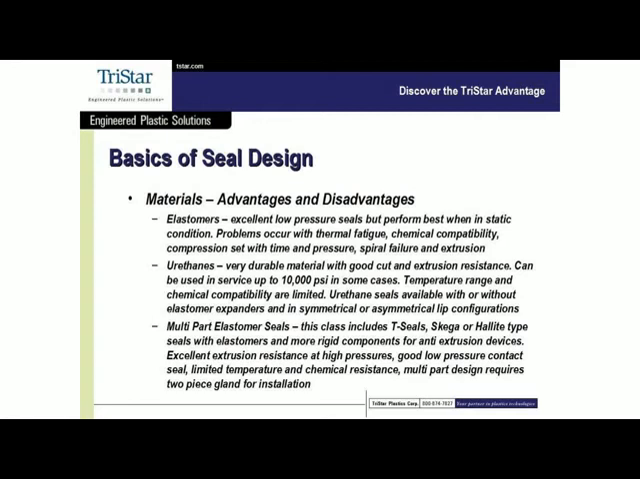Multi-part seals, these are like T-seals or the Skager or Hallite type, Prodifa type seals, where you've got an elastomer, you've got a couple of polymer influences there. You might have 3, 4, even 5 different components in one seal set. The downside of that is simply that you've got a lot of parts to handle, and you generally have a much larger gland that you have to work with. On the upside, these types of seals have very good extrusion resistance at the higher pressures.